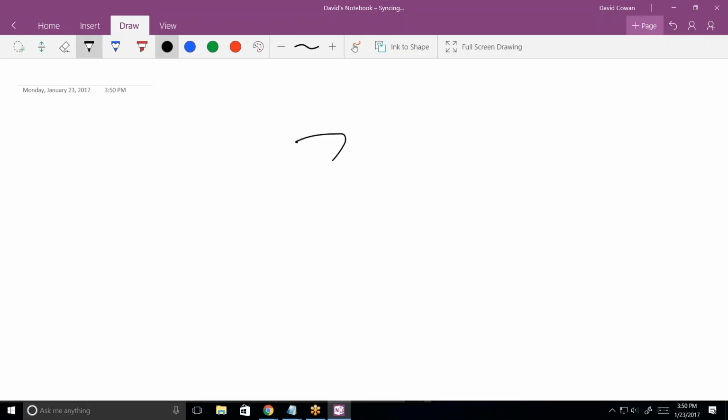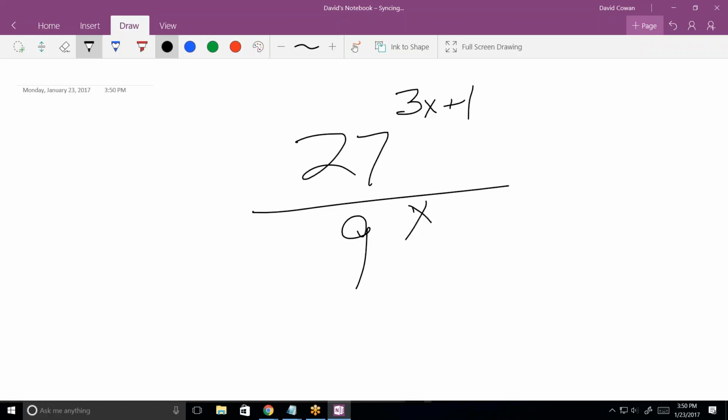For example, 27 to the 3x plus 1 divided by 9 to the x. How am I going to do this problem? Write it as 3 cubed. Top is 3 cubed, quantity 3x plus 1. Multiply it. You get 9x plus 3. Hold on. Over 9 to the x. Let's do it one step at a time. What's the bottom become? 9 to the x power, sorry. It's only going to work if I get the same base. So it's not 9, it's 3 squared.